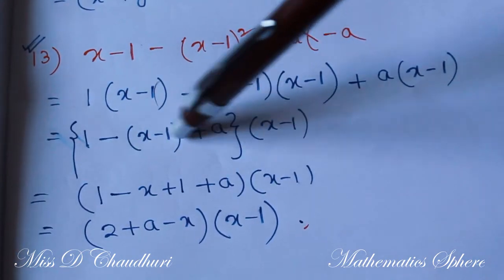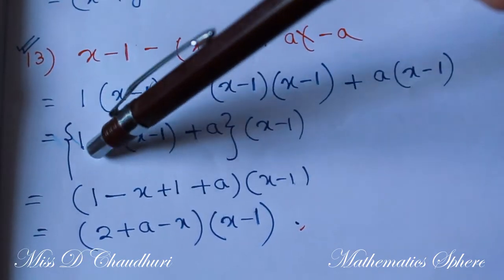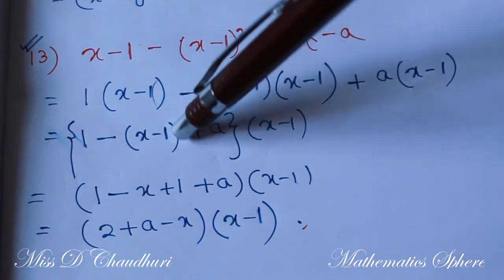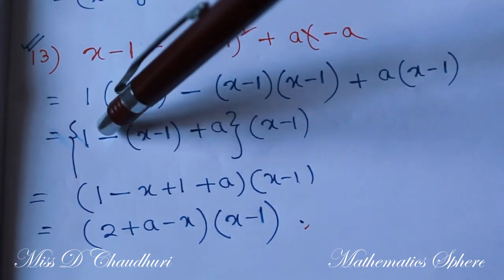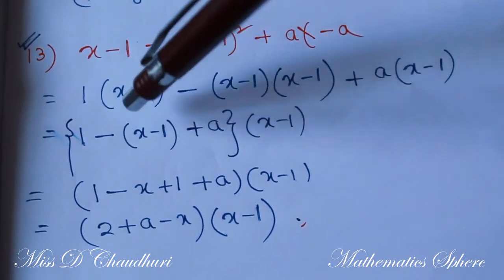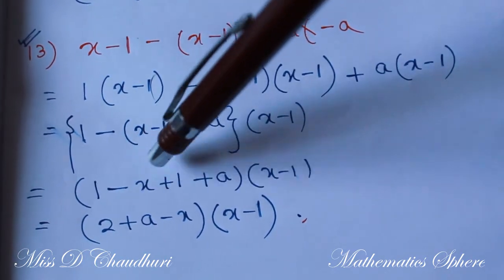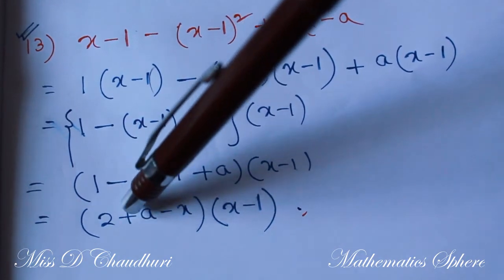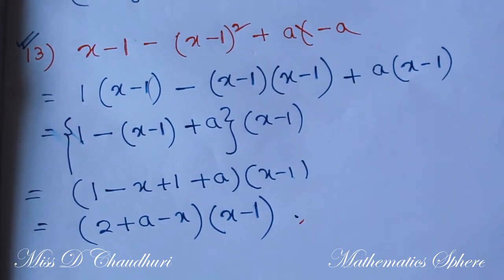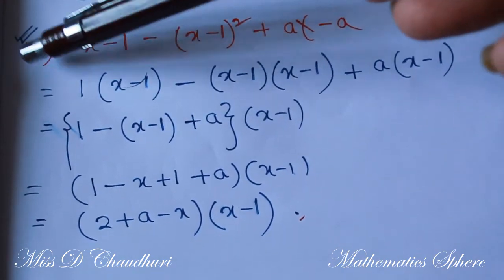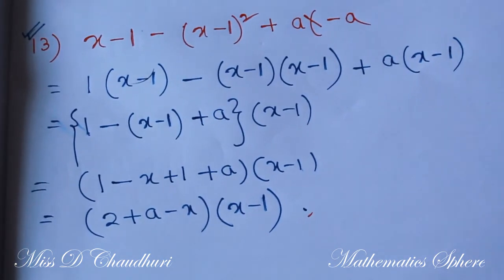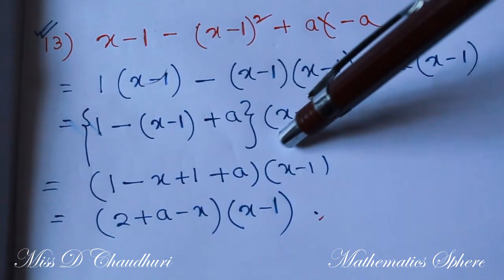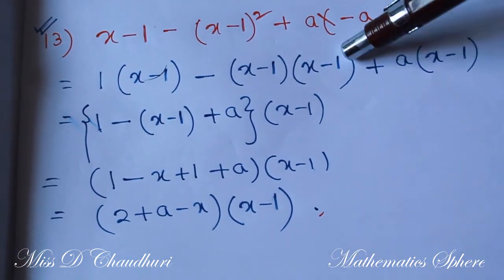Now you simplify this bracket properly. So 1 minus x plus 1 will come. See, if you did not give this bracket, this would have become minus x minus 1. So do not do like that, give this bracket. So minus x plus 1 plus a, whole into (x minus 1). Now from here we get 2 plus a minus x, and this one is x minus 1. This is the 13th sum. Sums 11 and 12 are also given in the same way. 6 terms are given. You take 2 at a time, take the common ones, and you simplify.